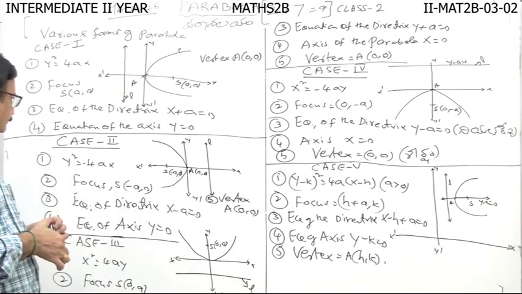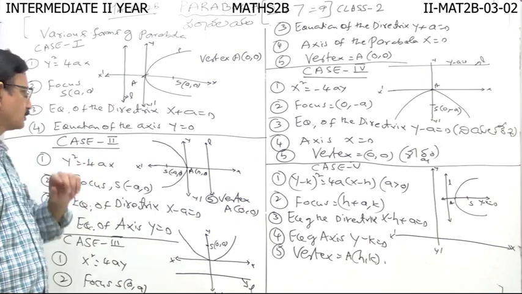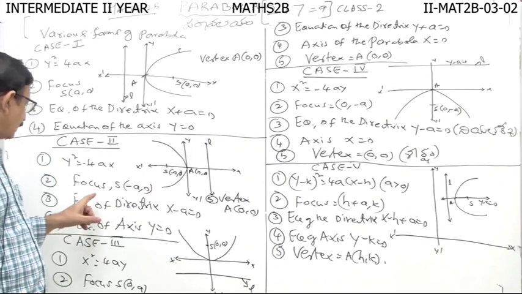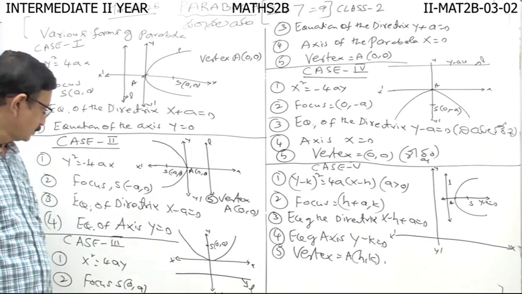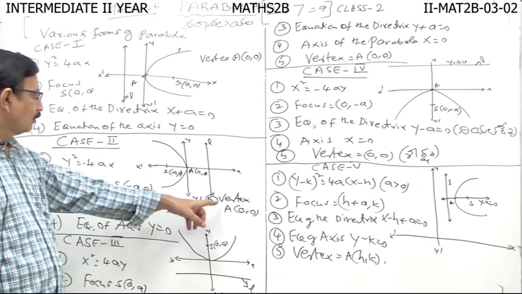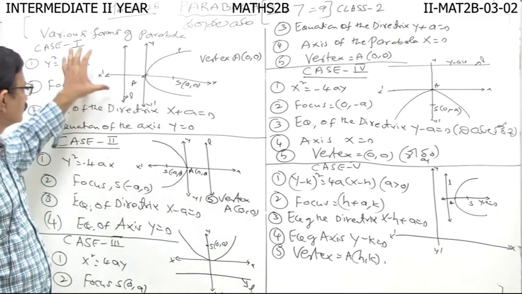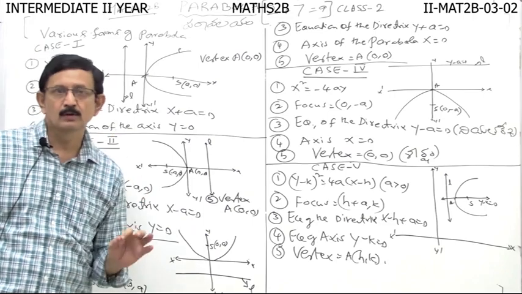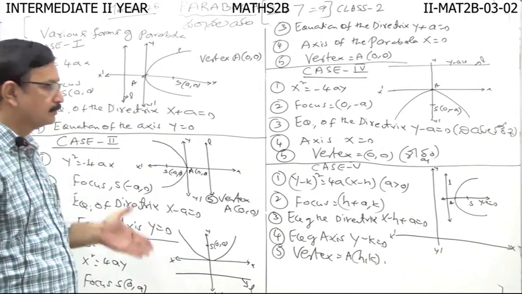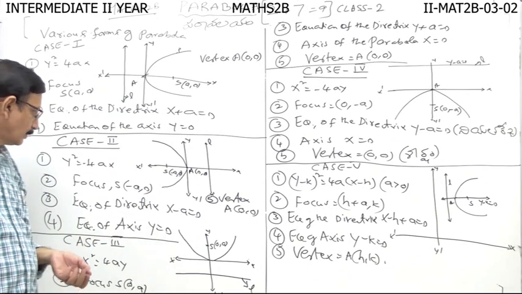Now in this case, what is the equation of the parabola? It is y squared is equal to minus 4ax, and the focus S has coordinates (minus a, 0). The equation of the directrix is x minus a is equal to 0, and the equation of the axis is y is equal to 0. The coordinates of the vertex are (0, 0). So this comes under the second case. Now simply observe the difference between case 1 and case 2: the positive side means all coordinates are positive, and the negative side means you get negative coordinates.